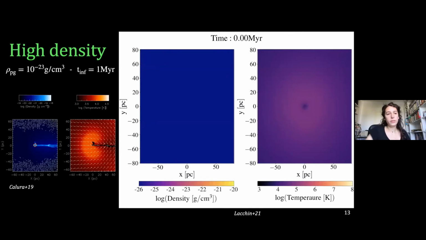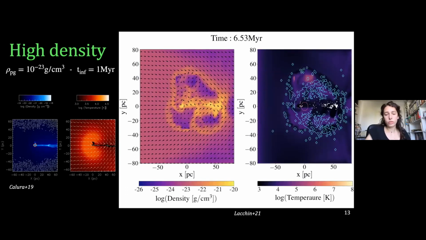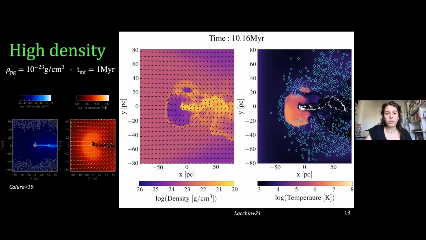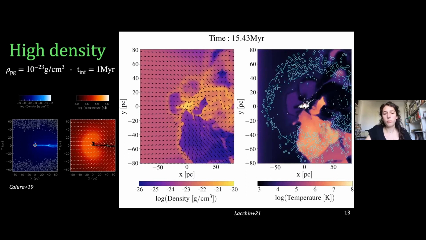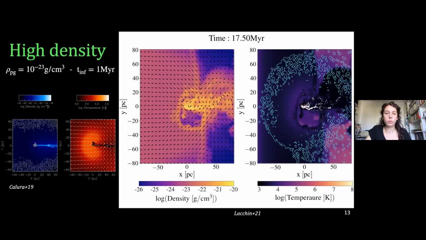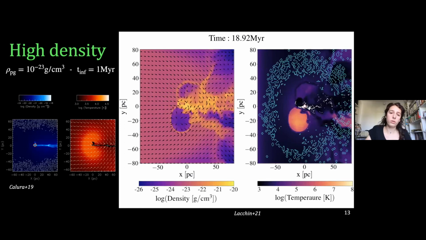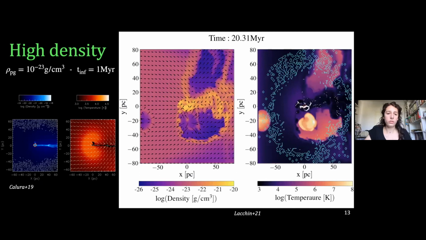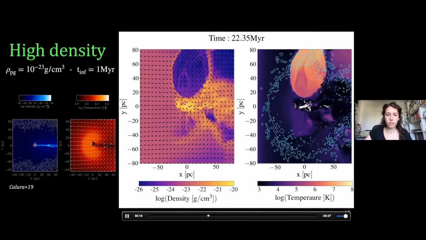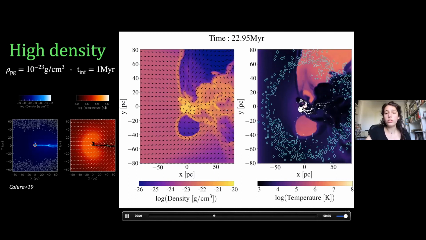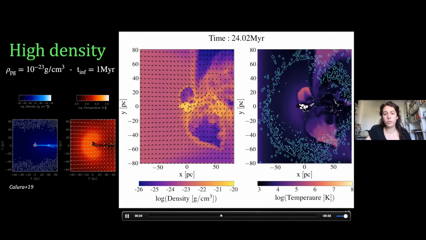For the high density model, the inflow starts immediately after the beginning of our simulations. And here the situation is different from before, because the type 1a supernovae are not able to confine the inflow far from the center. The accretion column cannot be clearly seen, but it can be seen here. However, it is continuously disrupted by supernova explosions.